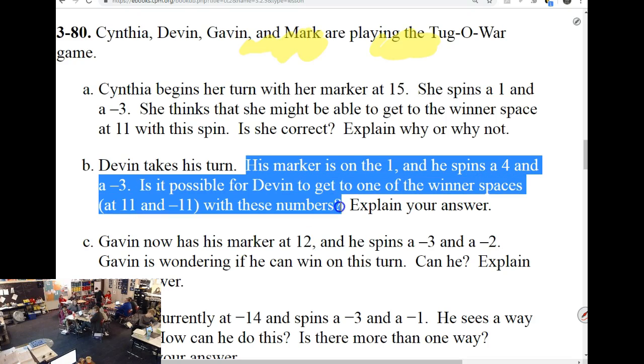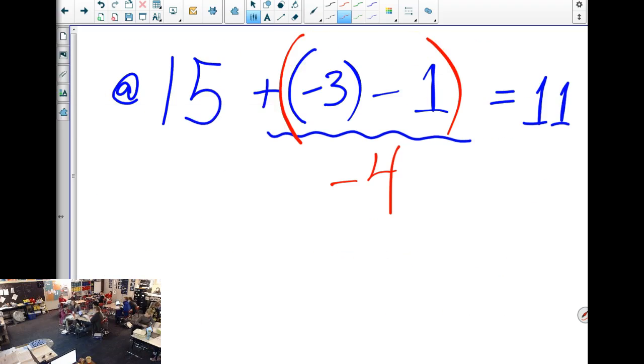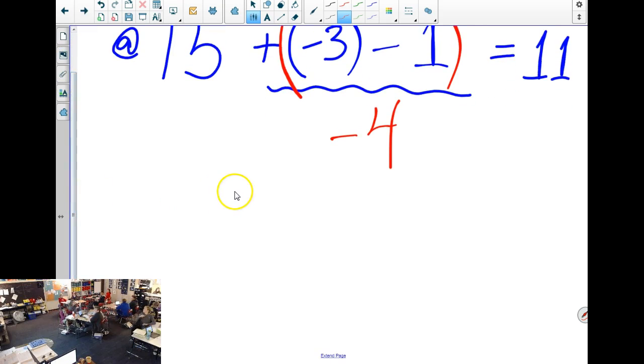Think about it. So what if I tell you he can win? Yes, he can. Ava, I'll go ahead and tell you he can win. He did win. So now figure out how he can win.